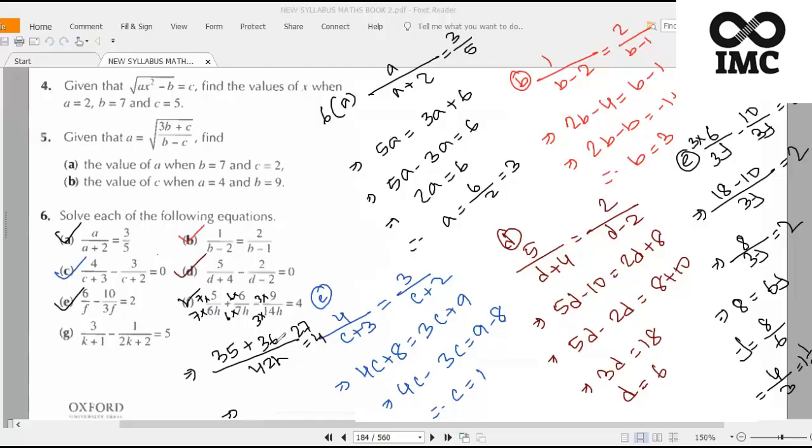35 plus 36, that will be 71. So 71 minus 27 is 44. So we'll get 44 equal to 4 multiplied by 42h. So 4 twos are 8, 4 fours are 16, 168h. So h will be 44 by 168. After cancelling both by 4, we'll get 11 by 42. And this is the solution of question number 8.